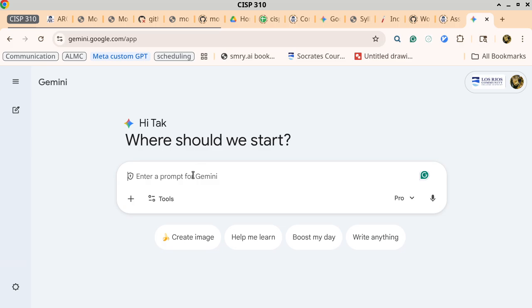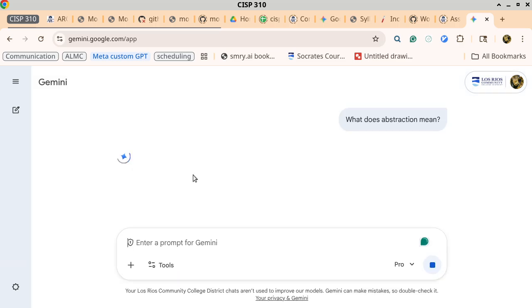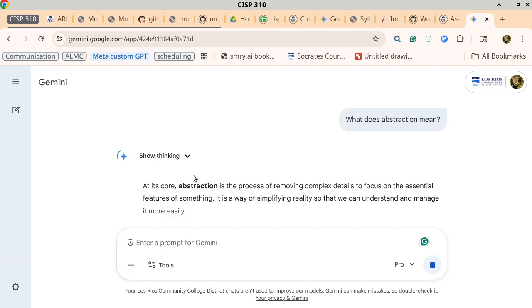So we just have to ask the question, what does abstraction mean? There we go. It's not that hard. But since I'm using the Pro model, it's going to burn a few bottles of water. It would be worse if I say please tell me, because that please is going to burn another bottle of water. All right, so there we go. At its core, abstraction is the process of removing complex details to focus on the essential features of something. It is a way of simplifying reality or things that we have to do so that we can understand and manage it more easily.